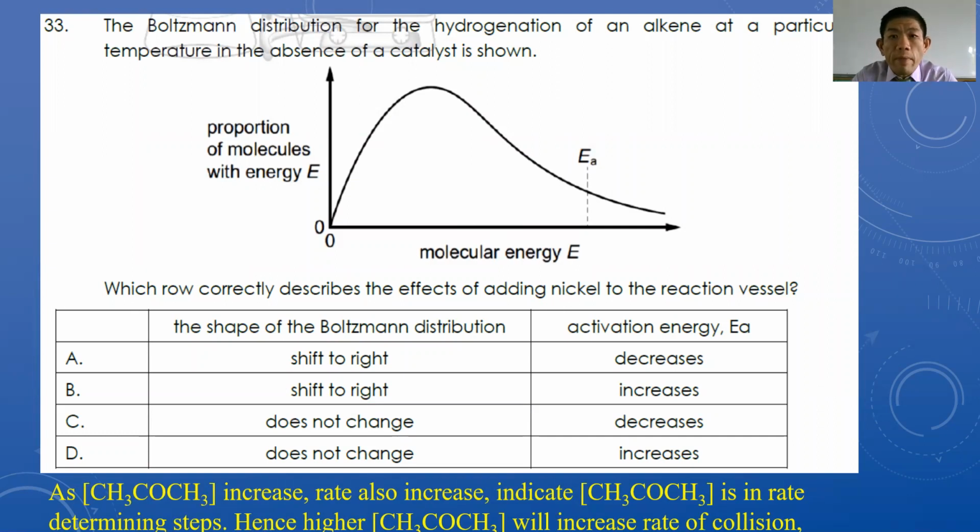Therefore, the shape will remain the same. However, adding a catalyst will lower the activation energy. So if you start from here, after adding the catalyst, the shape will be here. The peak does not shift, but the activation energy is lower. So the best answer here is C. So that is for 33.